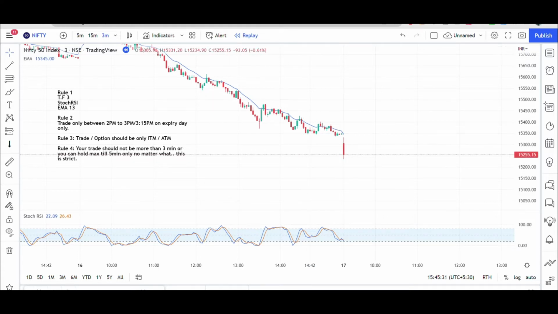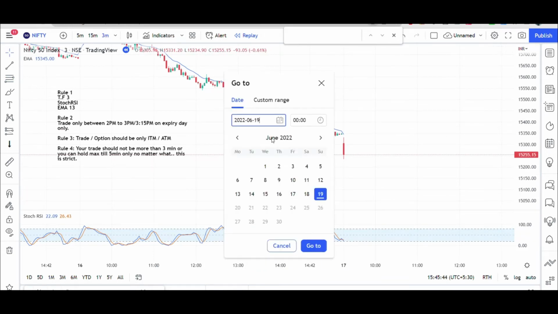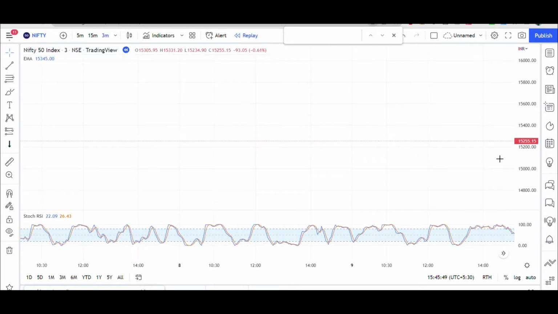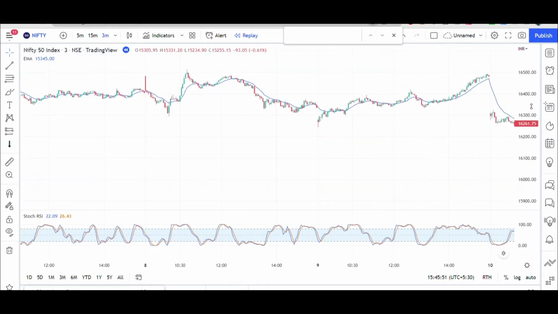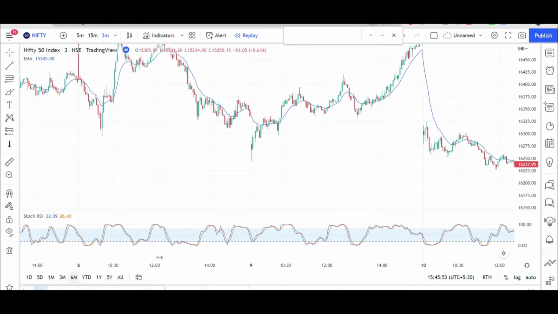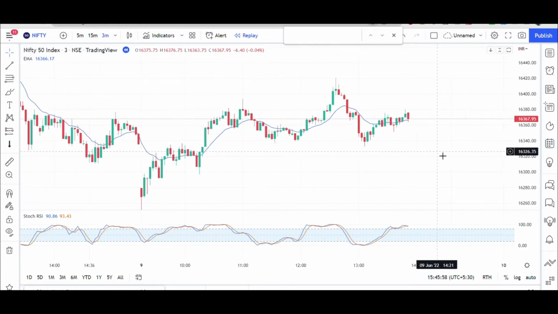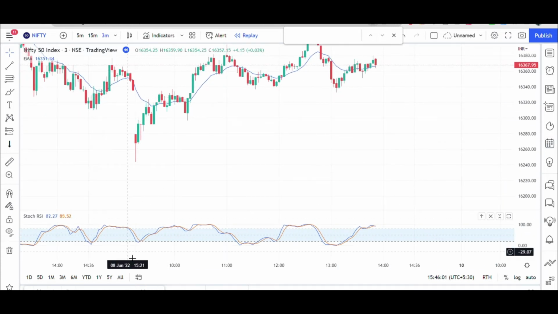Now let's take another expiry. What happens on the next expiry, which is the 9th. So we will go to the 9th. How can I go to the 9th? Go to 09. Okay, so where is the price here? Okay, here is the price, and we will start from 2 o'clock. Okay, now this is open. This is the 9th of June.